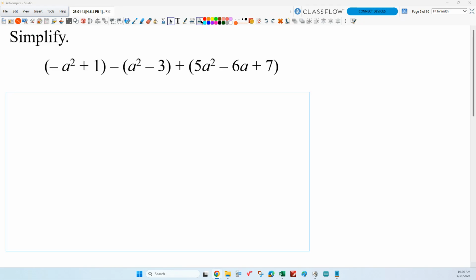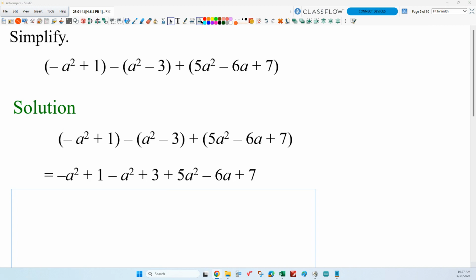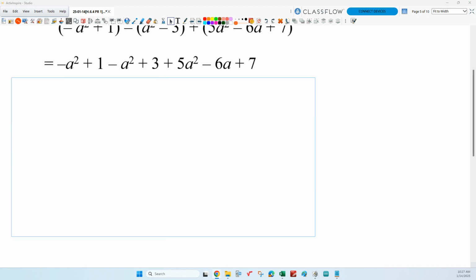How about this one? Quickly walk me through. First set of grouping symbols, do I have to do anything? Get rid of them. Second one, distribute the negative for the second quantity, and the third one, just erase it. Okay? So we end up with that. And then I just combine like terms.